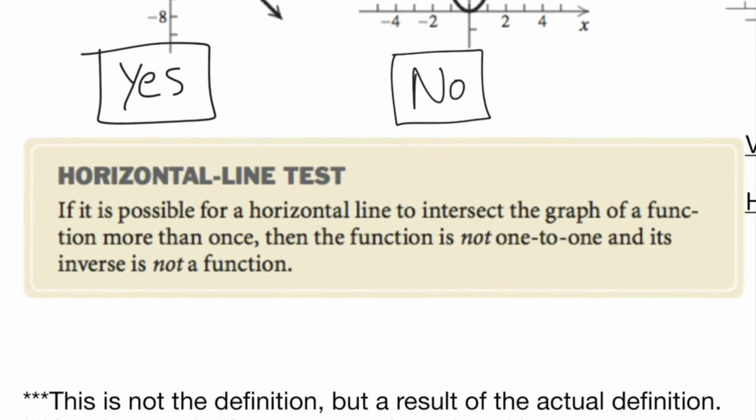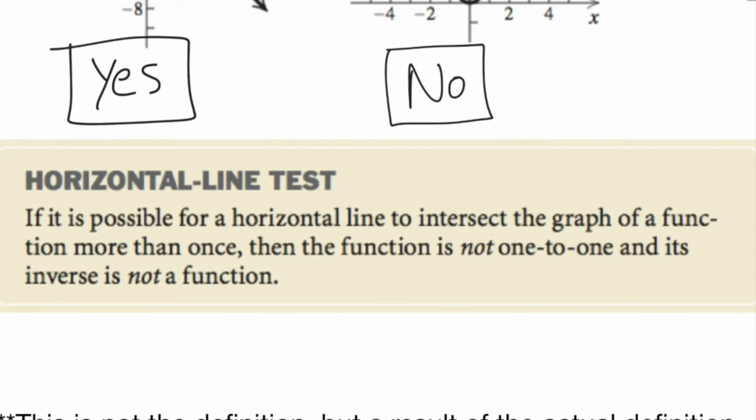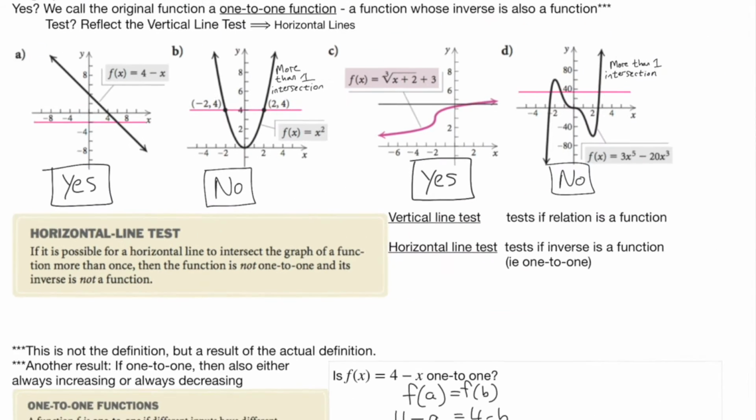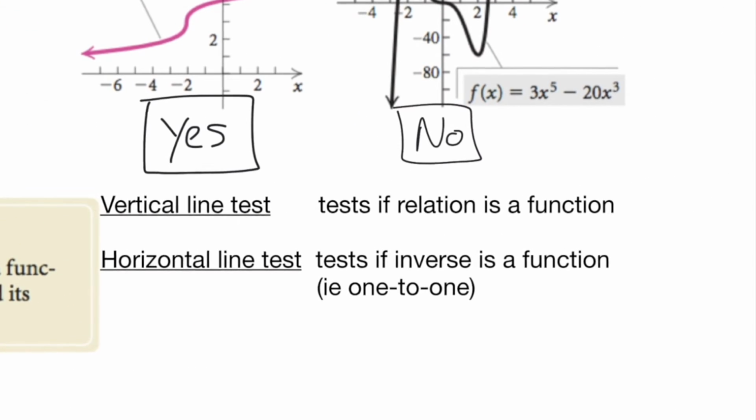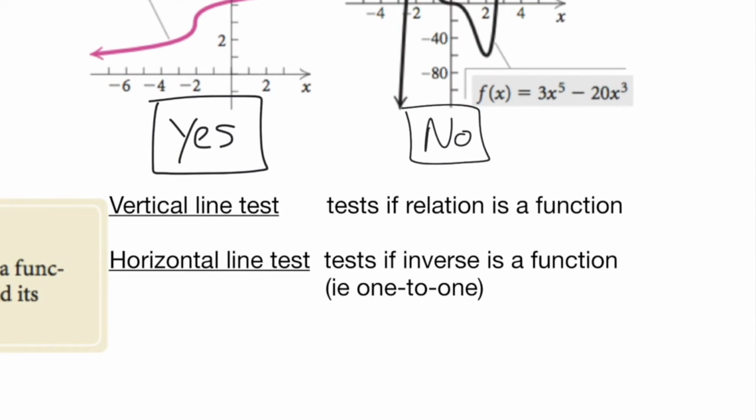This horizontal line test basically says if it's possible for a horizontal line to intersect the graph of a function more than once, then the function is not 1-to-1, and its inverse is not a function. So we had the vertical line test, but now we've got the horizontal line test also. Just to make sure it's absolutely clear, the vertical line test tests if a relation is a function. The horizontal line test tests if the inverse of a function is a function. Therefore, for example, if it's 1-to-1.